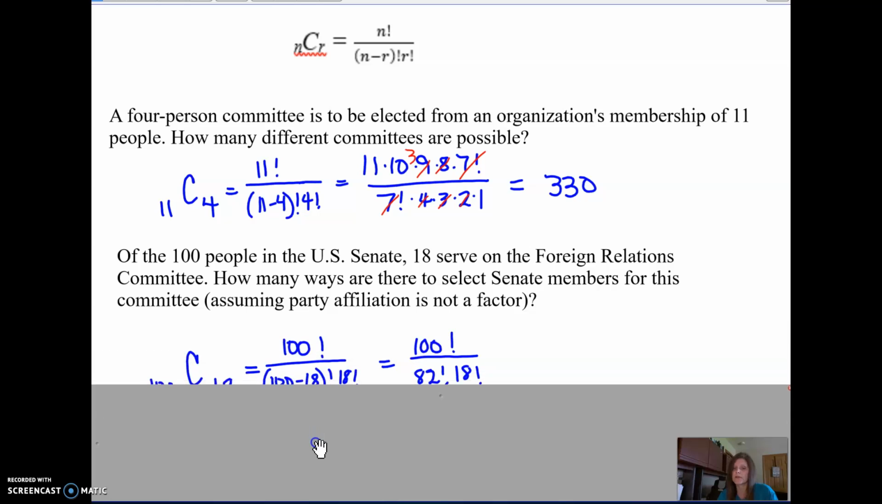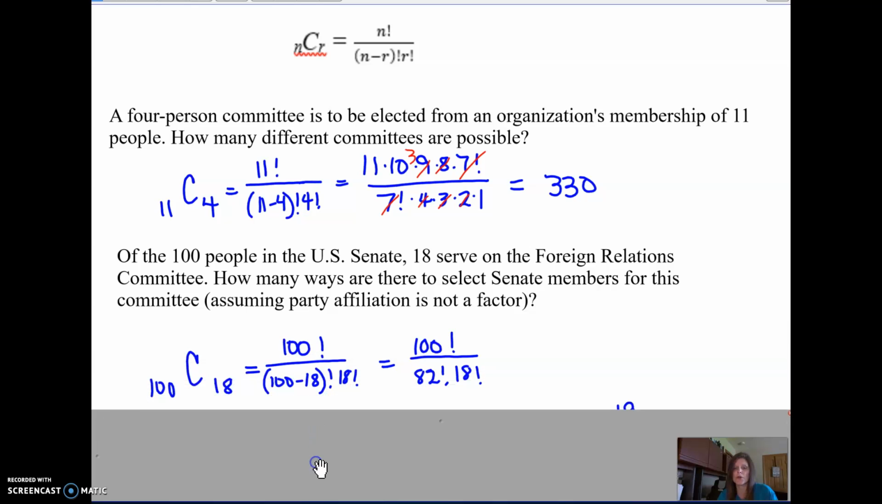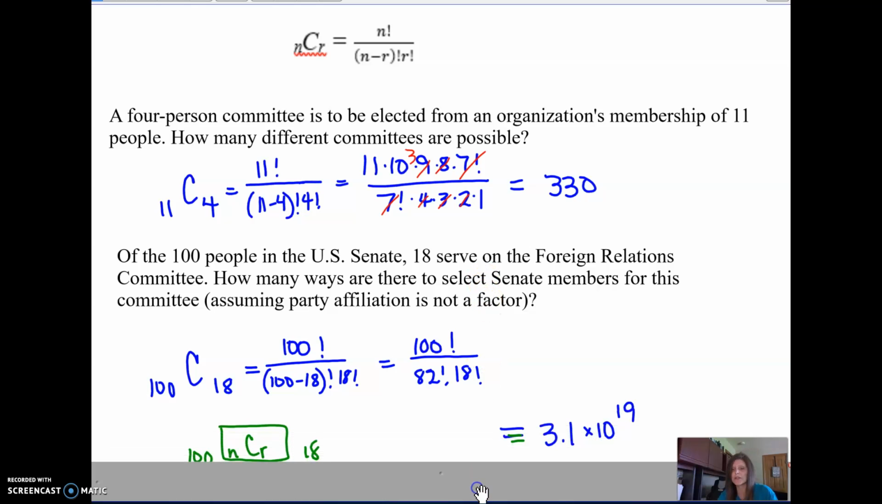Well, it's definitely a combination because we don't care what order. So it's the combination of 100 things taken 18 at a time. So 100 factorial on top divided by the 100 minus 18 quantity factorial times 18 factorial. Well, 100 minus 18 is 82 factorial. And I could do just what I did above. It's going to be a little tedious, so I encourage you, again, figure out how to use your calculator. What you should come up with is 3.1 times 10 to the 19th, a huge number.